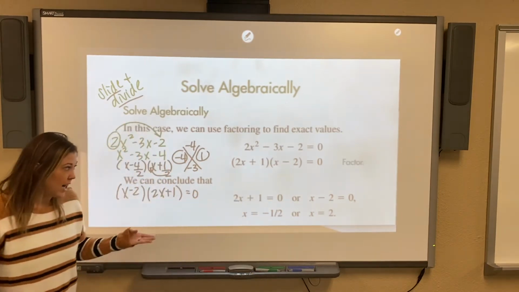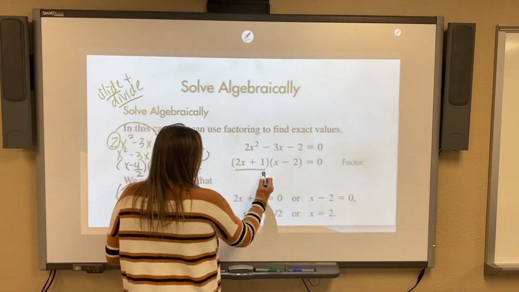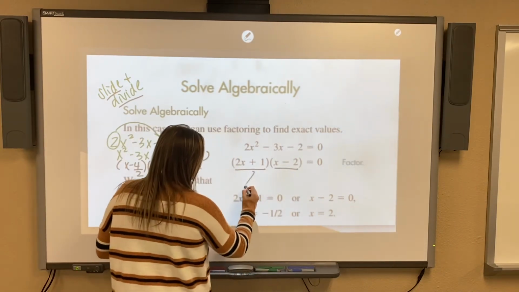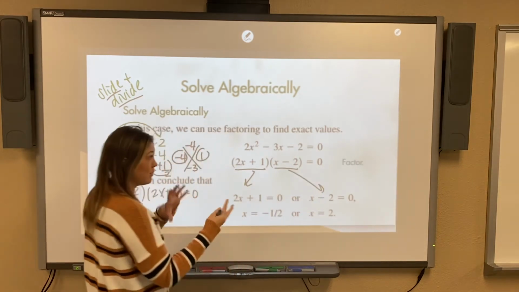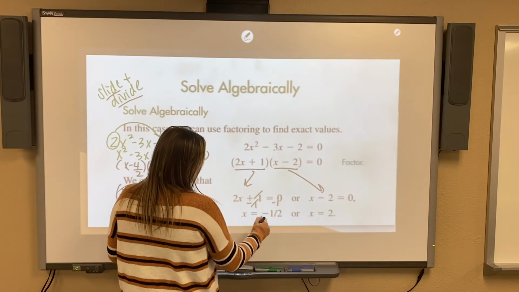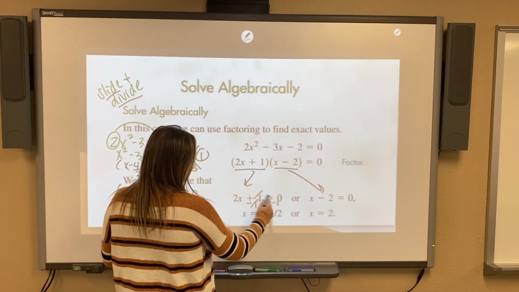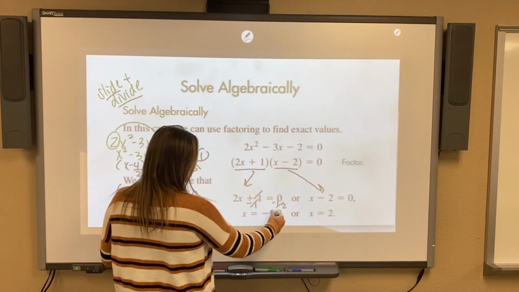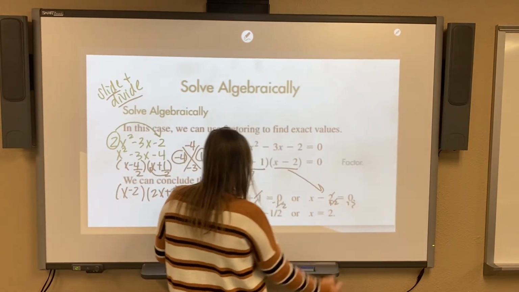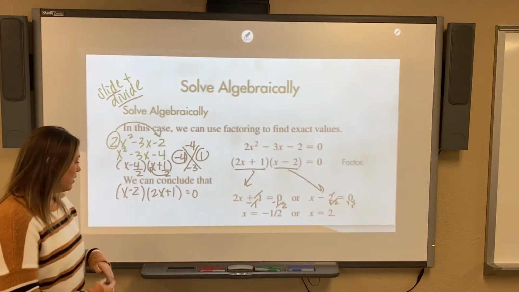So once you have your factors, you set each factor equal to 0. This factor equal to 0. So that goes there, that goes there. We're breaking them up to say equal 0. And then we just solve. So minus 1, and then that would be 2x equals negative 1. Divide by 2, we get negative 1/2. Here we just add 2. Okay, and that's what you do.